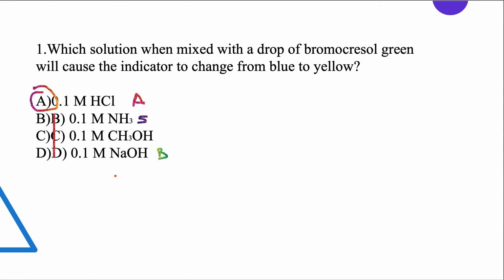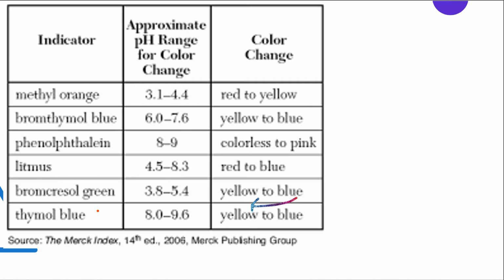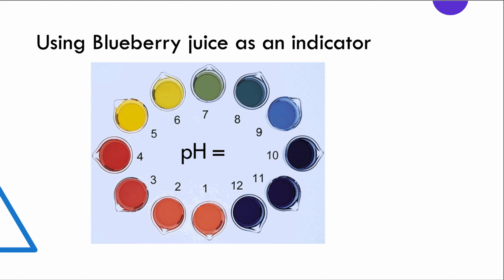Okay. If it were D, that means that our indicator would have turned blue. But since it went from blue to yellow, that means it's going to be an acid. Okay. And my final slide here. So this was a pretty cool image that I found online. So it just shows you like when you use blueberry as an indicator. And I plan on doing this the next time we meet. So this is actually pretty interesting.